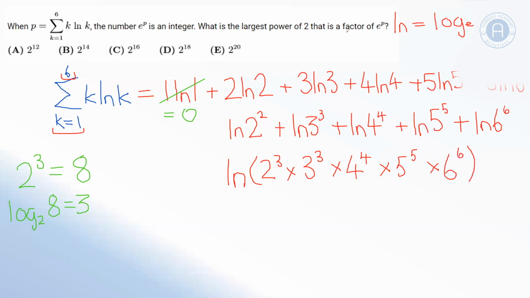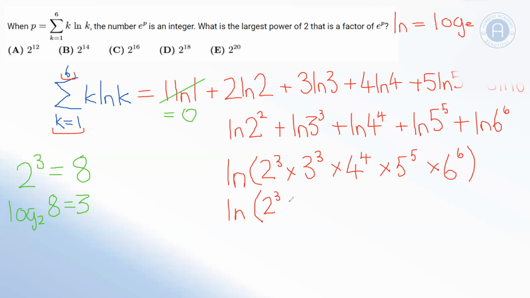Now, looking ahead in this question, I know that we were asked about the largest power of 2. So one of the things I want to do with our numbers here in this logarithm is break them down into prime numbers. And the reason for that is so we can see exactly what power of 2 we have in there.